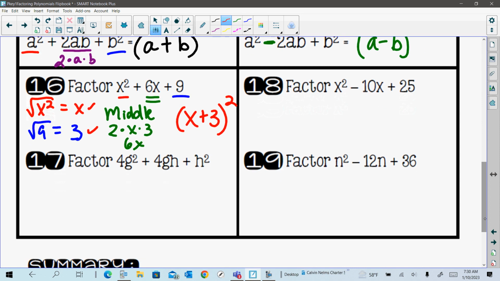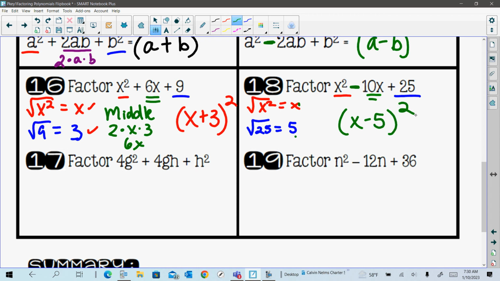So I checked the first term. Yep, that is a perfect square. Square root of x squared is just x. I checked the last term. Yep, that's a perfect square. Square root of 25 is 5. Then I checked the middle. If I multiply these together times 2, does that give me 10x? Yes. So because this one had a minus sign right here, you're just going to say x minus 5, parentheses squared.